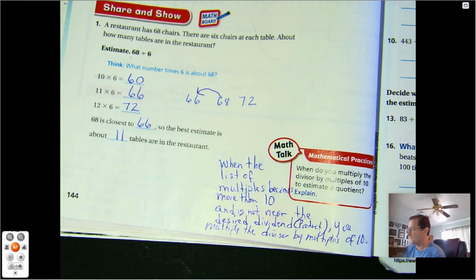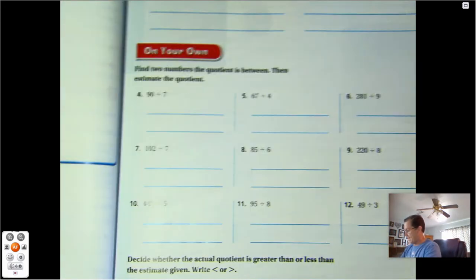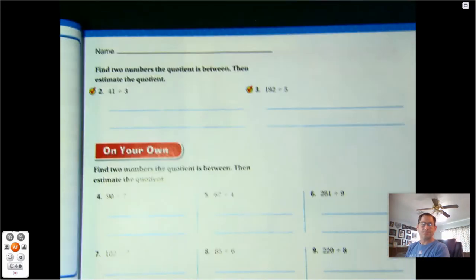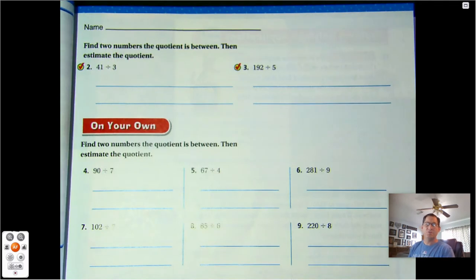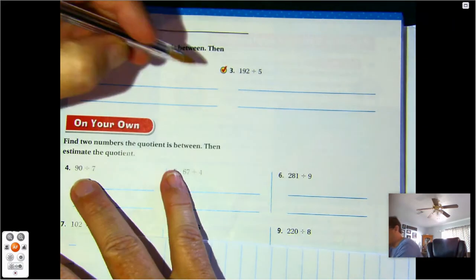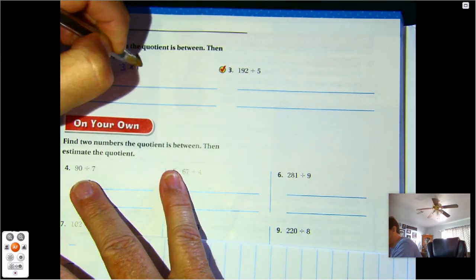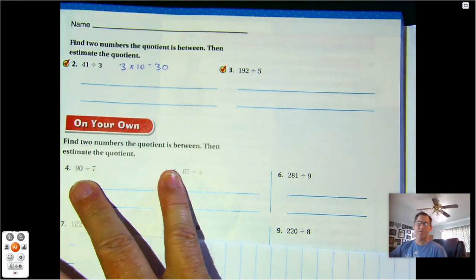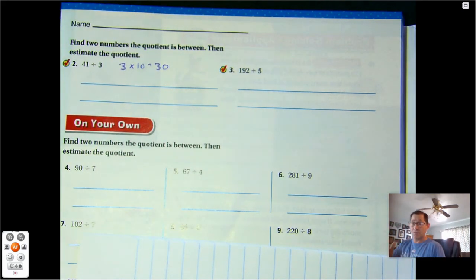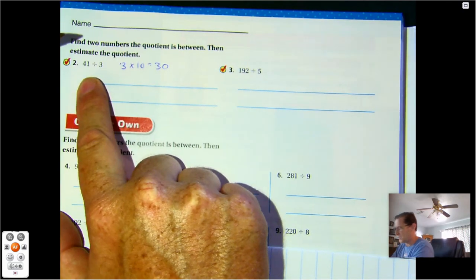All right, so let's look at 145, number 2. Find two numbers the quotient is in between, then estimate the quotient. So 41 divided by 3. In my head, I'm going to say 3 times 10. If I did 10 multiples of 3, I'd be at 30. Well, that's sort of close to 41, so I'm going to skip counting by 3s.